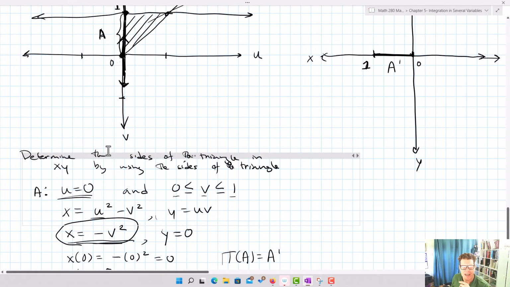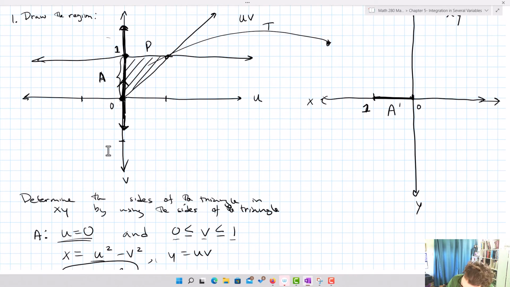Now let's take our second side. We'll choose this side here, and we'll call that B. Notice that for B, V equals 1, and U is going to go from 0 to 1. There's U equals 0, U equals 1.